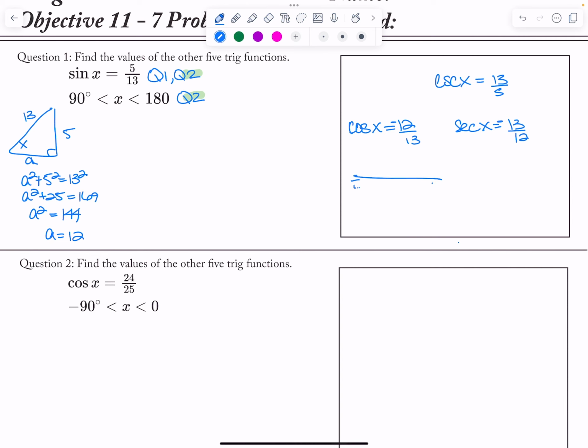And then my tangent. Okay, my tangent of x is opposite, which is 5, over the adjacent, which is 12. And that will also be negative. And then cotangent of x will be a negative 12 over 5.